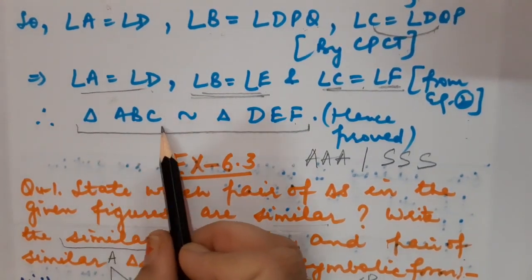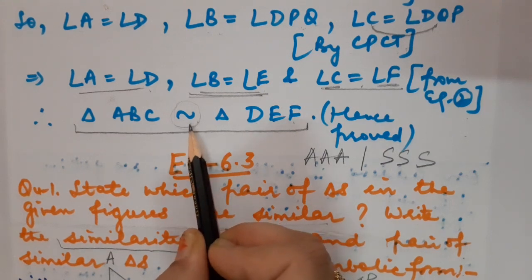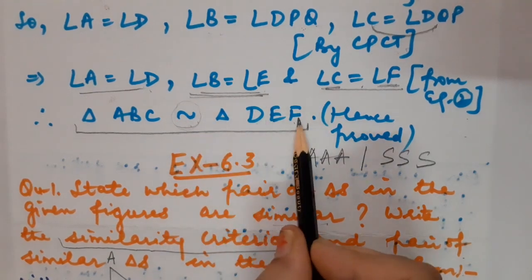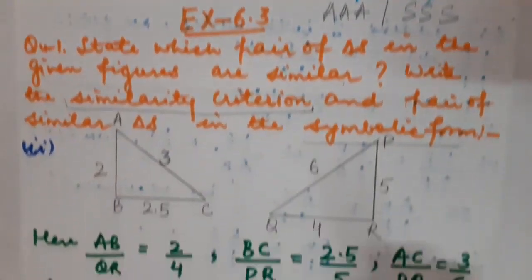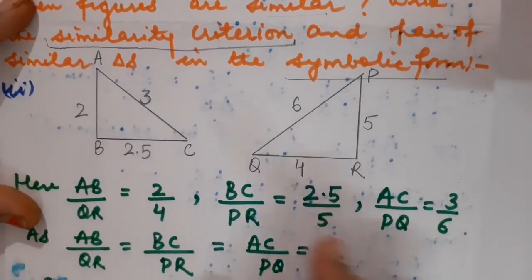Symbolic form is nothing but as we used to write like this: triangle ABC is similar to triangle DEF. This is nothing but the symbolic form. This symbol is the symbol of similarity, so that's why this is known as the symbolic form. Fine, children? Okay. Now please be alert. Let us see which criteria I am going to apply over here.